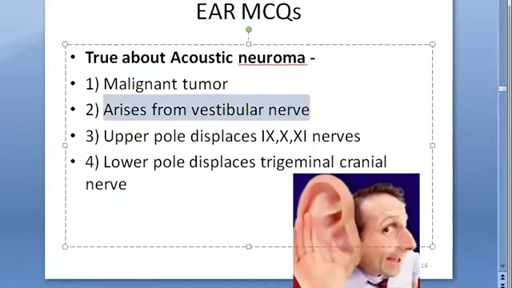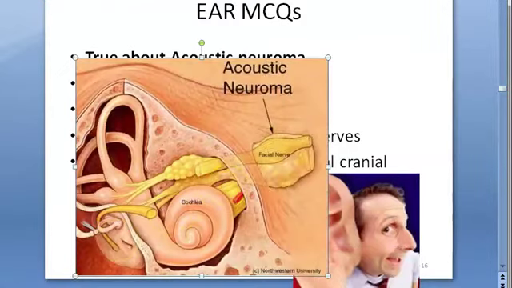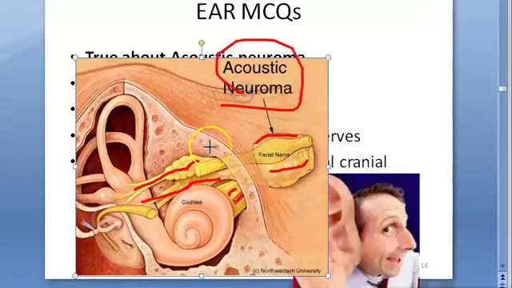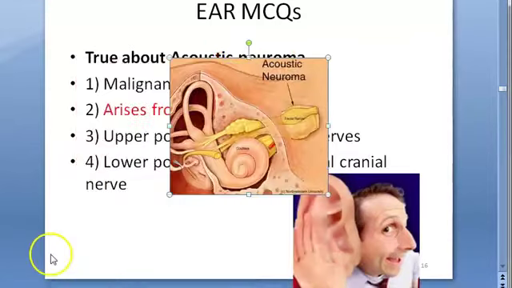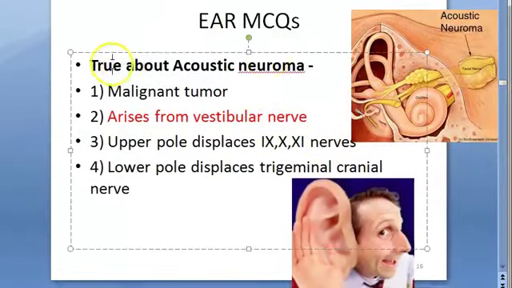What is true? It arises from the vestibular nerve. Actually, if you look at this diagram, here you have the vestibular nerve. Okay, it's going behind this facial nerve. So all this is vestibular nerve, then cochlear nerve is there here. So they are saying this is also vestibular part. This is coming from the ampulla, this is coming from the macula, right? So the acoustic neuroma, they are saying it arises from the vestibular nerve. True about acoustic neuroma, it arises from vestibular nerve.